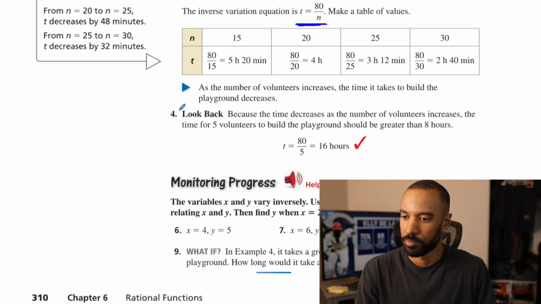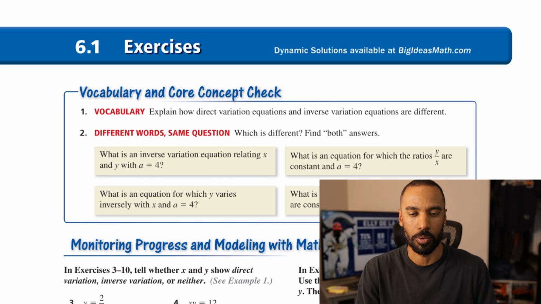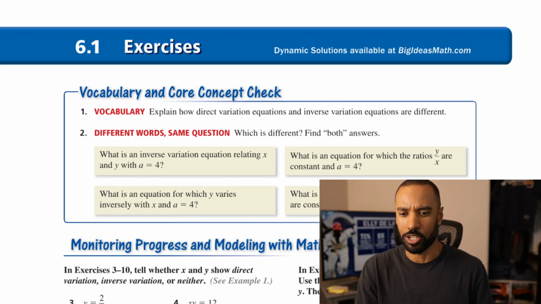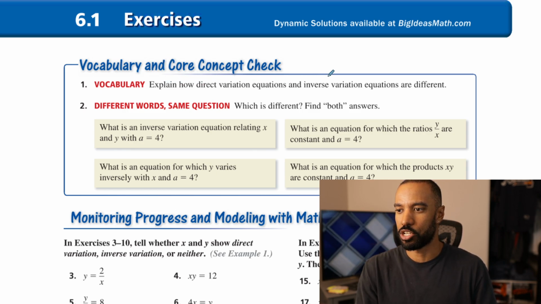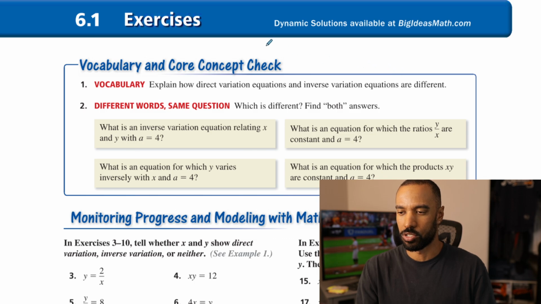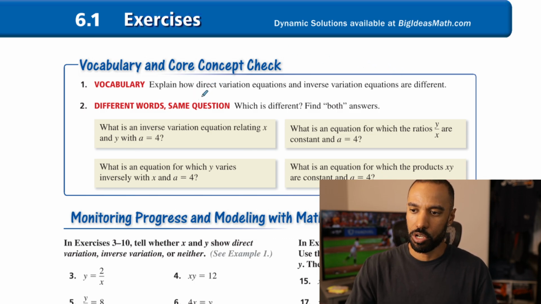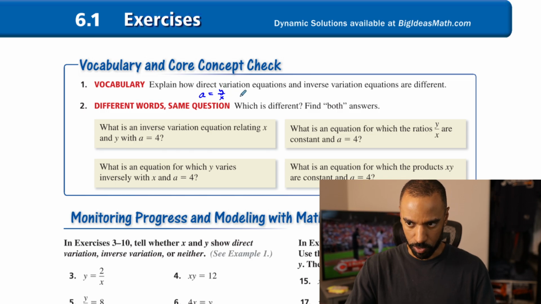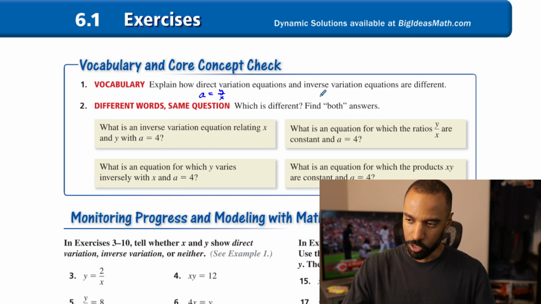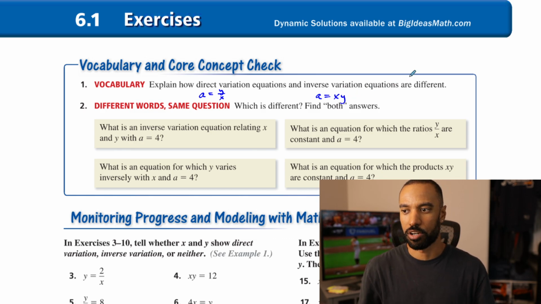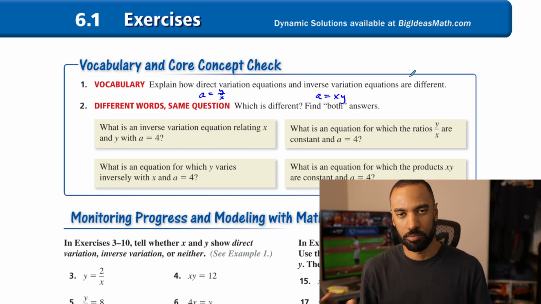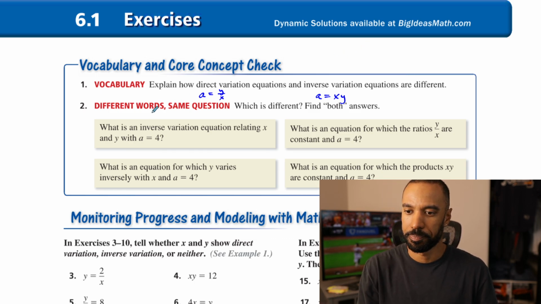All right. I think that's all we have to talk about there. And that's actually it for the lecture portion. Let's move on to the vocabulary and core concept check. Number 1 on vocabulary says, explain how direct variation equations and inverse variation equations are different. Well, direct variation equations, its constant of variation is discovered by dividing your two variables, y and x. In inverse variation, its constant of variation is discovered by multiplying your two variables, finding their product. So I'm just stating it out loud as I write that answer.